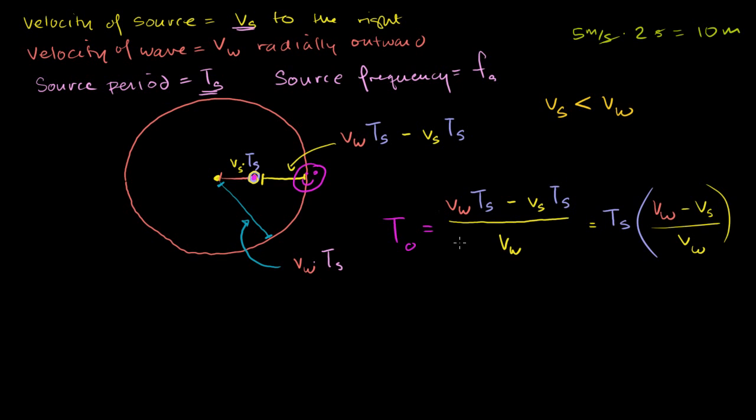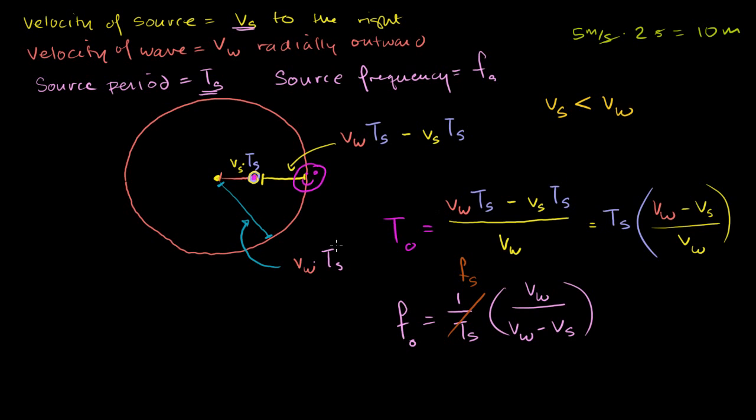Now, if we wanted the frequency, we just take the inverse of this. So the frequency of the observer. This is how many seconds it takes for him to see the next cycle. If you want cycles per second, you take the inverse. So if we take the inverse of this whole expression, we're going to get 1 over t sub s times v sub w over the velocity of the wave minus the velocity of the source. And of course, 1 over the period from the point of view of the source is the same thing as the frequency of the source. So there you have it.